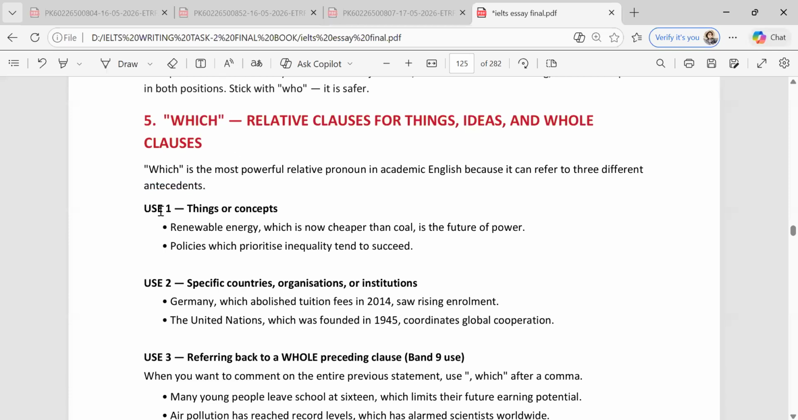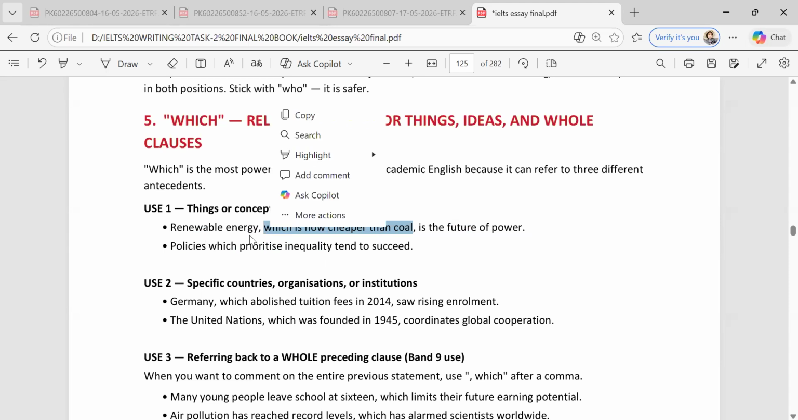Number one, things or concepts. If there is anything or any concept, we refer with which. For example, renewable energy. This is the topic. Which is now cheaper than coal. Can you see it's a non-defining relative pronoun? Why? Because even if I don't use it, I can say renewable energy is the future of power. But now we have added some extra information.